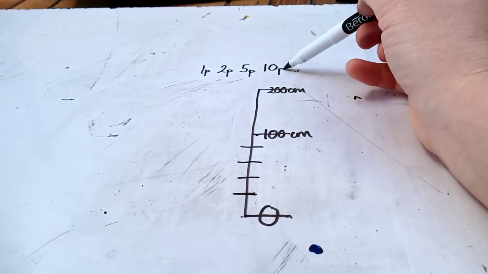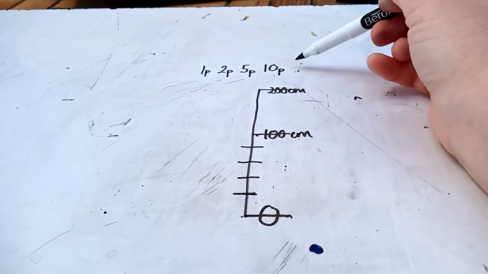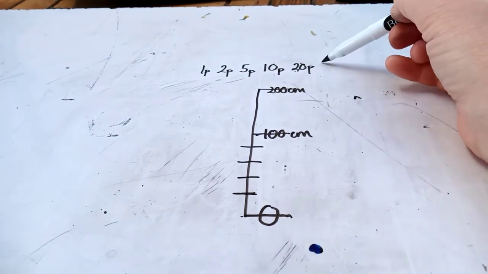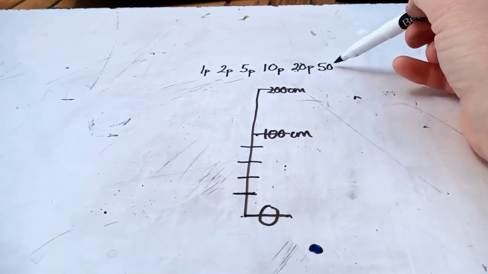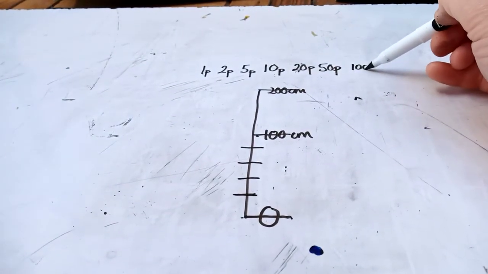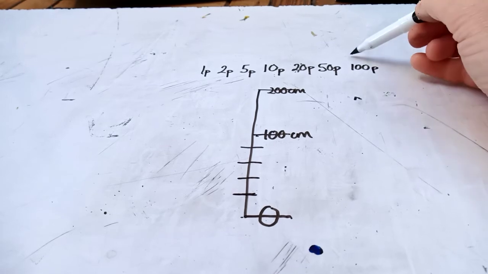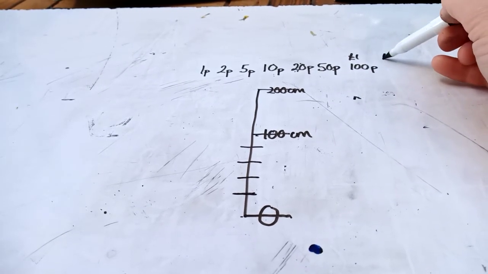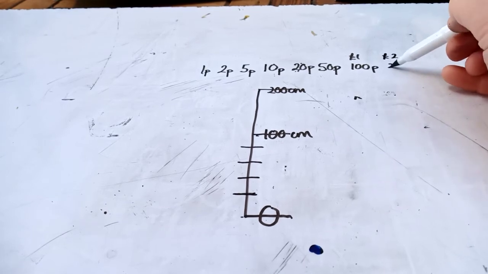Sometimes they like going up in 10s. What comes next? Sometimes they like going up in 20s, and then it jumps to 50, doesn't it? Sometimes number lines like going up in 50s, and then it jumps to 100, which is known as a pound. Do you remember? And isn't there a 200? Isn't there a £2? Okay.